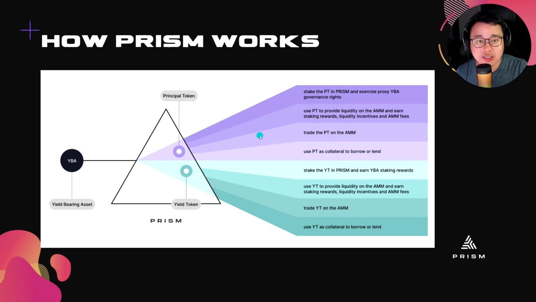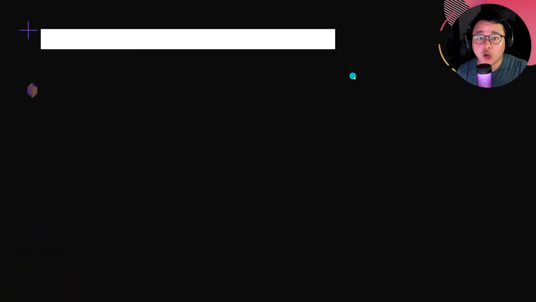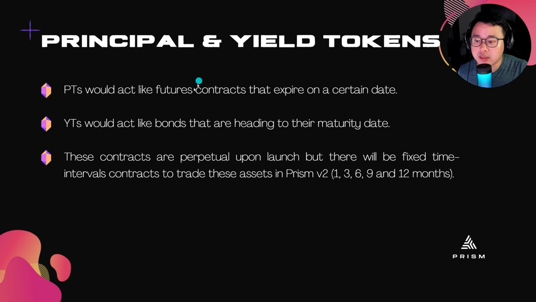And of course, just like any other collateral or asset, you can provide liquidity, you can earn liquidity incentives and AMM fees, you can trade it, and you can use it as collateral for borrowing or lending. On top of that, the principal token also acts as a futures contract that expires on a certain date, and the yield token would act like bonds that are heading towards their maturity date.